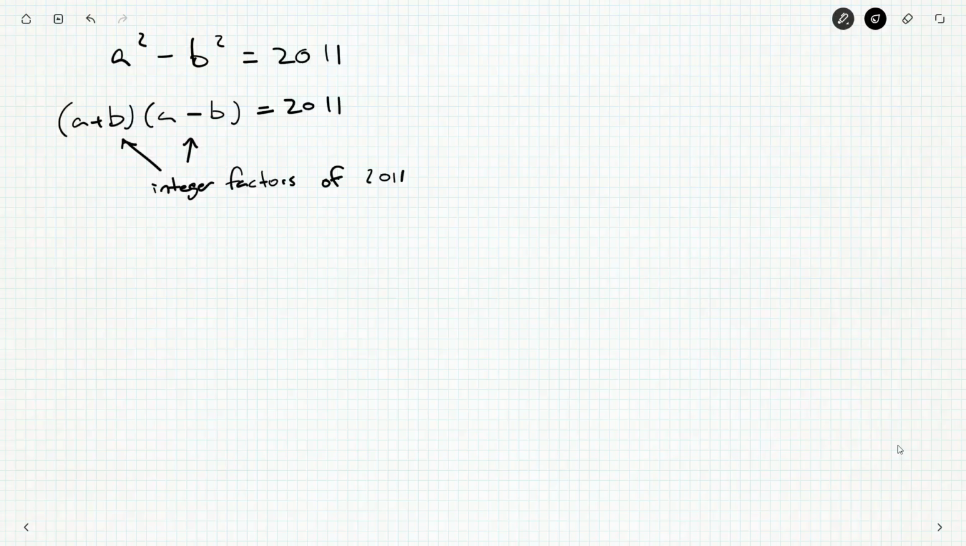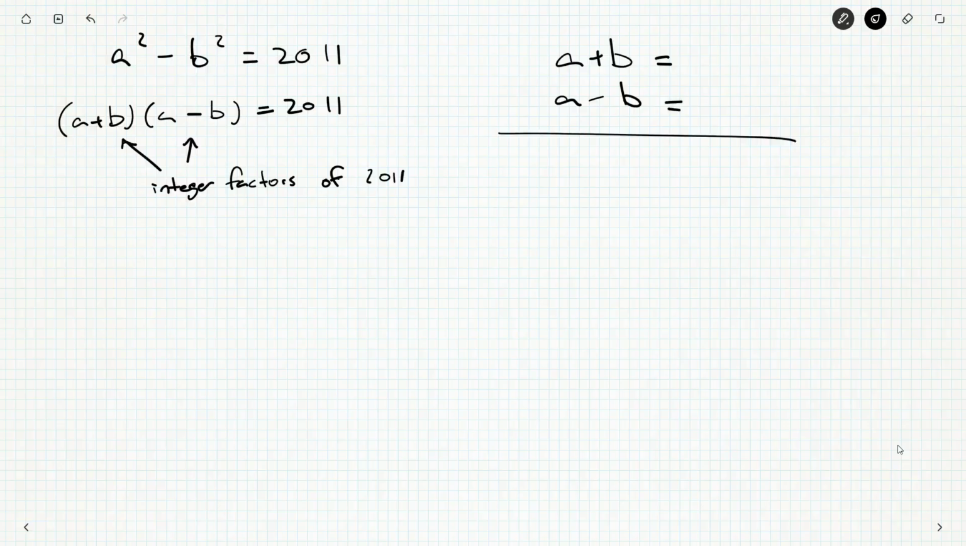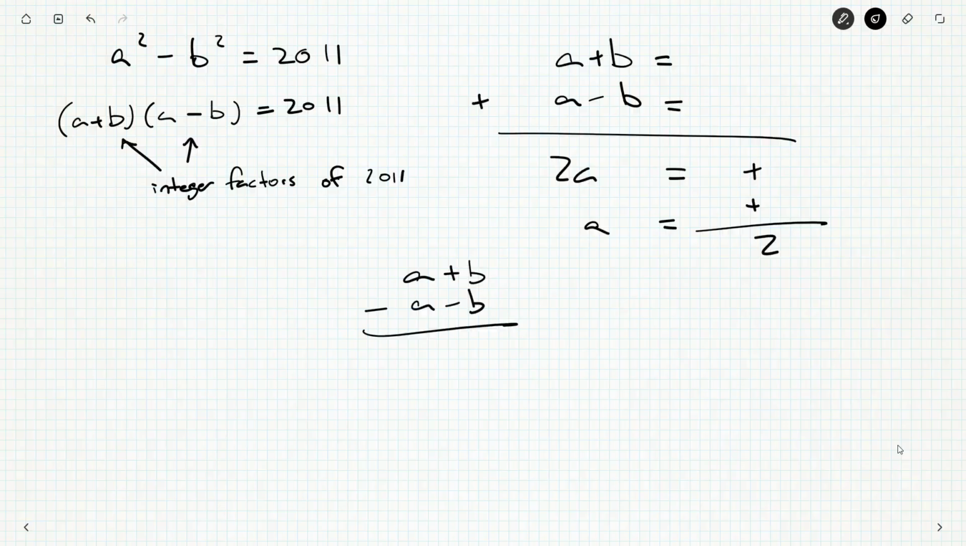Okay, so could I find a pair of factors of 2011 so that if I let A plus B be one of them and A minus B be another one of them, I can solve for A and B? Well, you betcha. If I line them up and add these two together, I'll get 2A is the sum of the two factors, so A will be something plus something all over 2. And I can line them up another way, and 2B is the difference in the factors, so B is something minus something all over 2.